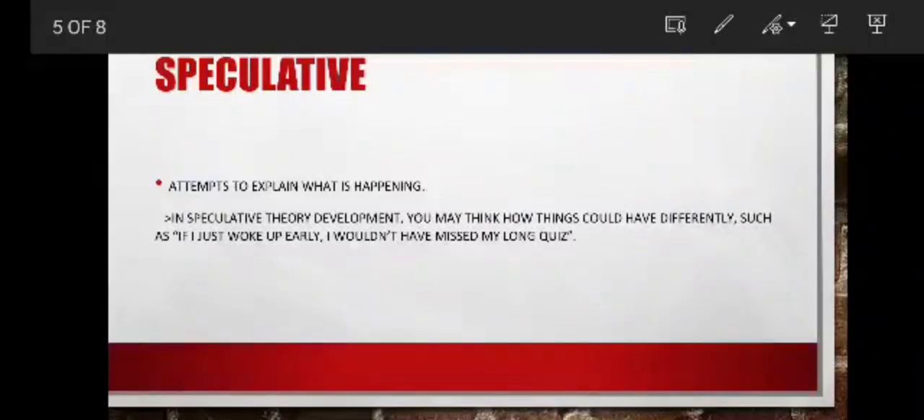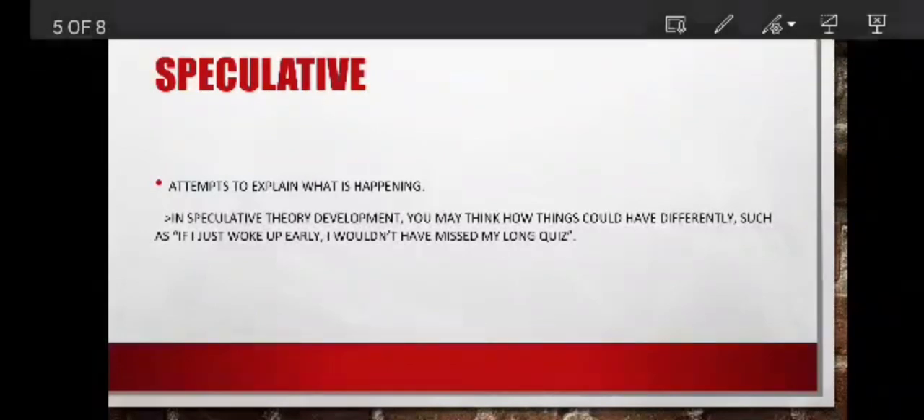In this speculative stage, you may think how things could have gone differently, such as, if I just woke up early, I wouldn't have missed my long quiz. So sabi dito, sa speculative, the person is attempting to explain what will happen kung ginawa niya yung hindi niya ginawa a while ago. In this example, sabi niya, if I just woke up early, I wouldn't have missed my long quiz. So kung gumising lang daw siya ng maaga, dapat hindi niya na-miss yung long quiz niya. Nag-a-attempt siyang i-explain kung ano ba dapat yung pwedeng mangyari kung gumising lang siya ng maaga.